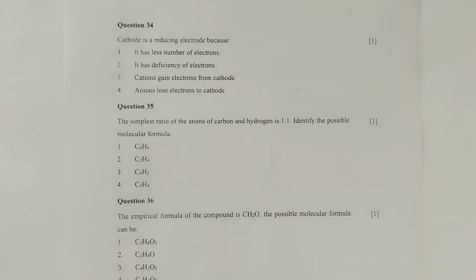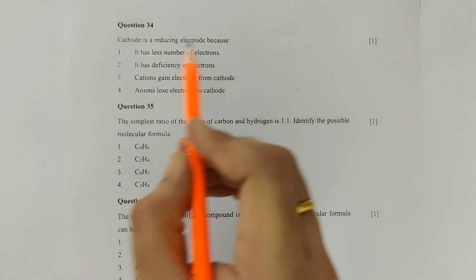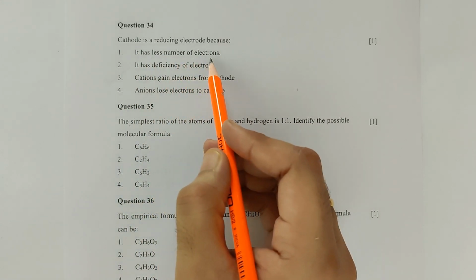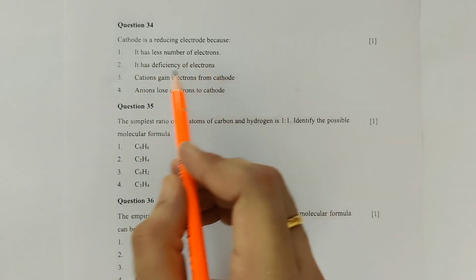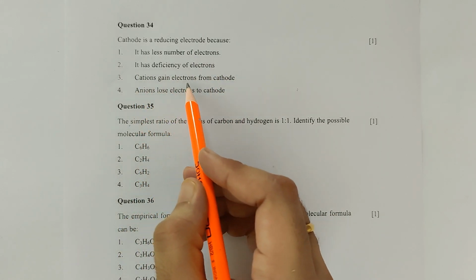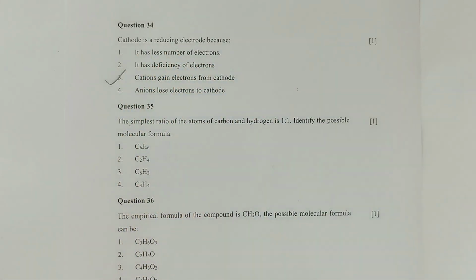Moving on to question number 34, we have cathode is a reducing electrode because number 1, it has less number of electrons. No. Number 2, it has deficiency of electrons. No. Number 3, cations gain electrons from cathode. Yes. So guys, option 3 will be correct.